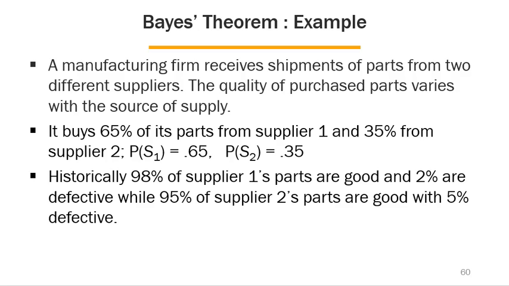So historically, 98% of supplier 1's parts are good and 2% are bad, and 95% of supplier 2's parts are good, while 5% are defective. So supplier 1 might be the high quality supplier, supplier 2 is the lower quality supplier. So with these numbers, you might want to copy them down if you want to review this example, or you can pause and go back and forth.